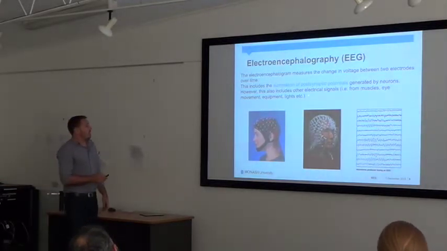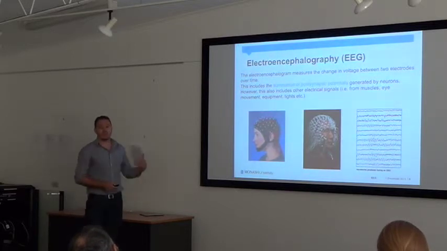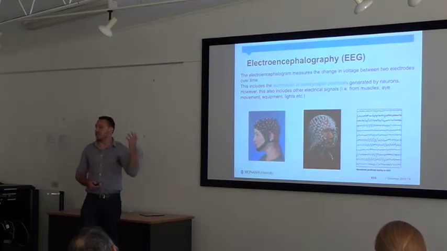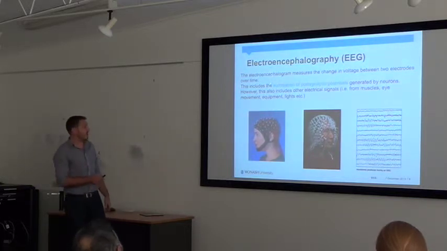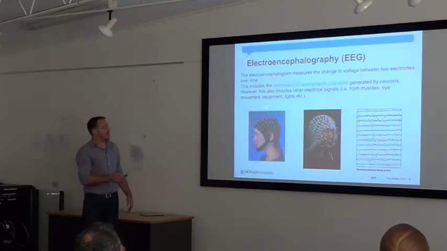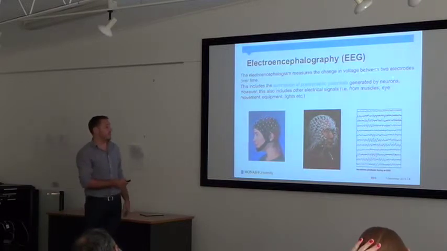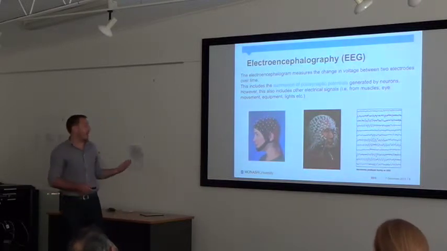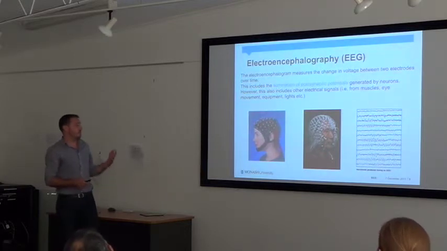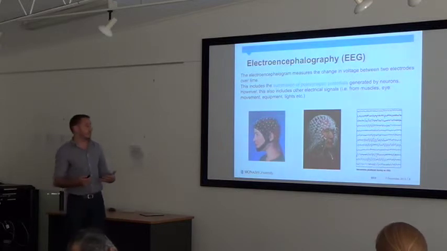So what EEG does is essentially just measure voltage change between two electrodes over time on the scalp. So it's measuring scalp voltages essentially. In terms of what's generated by neurons, this is generally the summation of these postsynaptic potentials, and we'll go into this a little bit more in the coming slides. However, it also includes any other electrical signal, and this is important to keep in mind. This can be from anything: from the muscles, from eyes, from movement, from equipment, from lights. So we've got all these other sources that can be contributing to this signal as well.